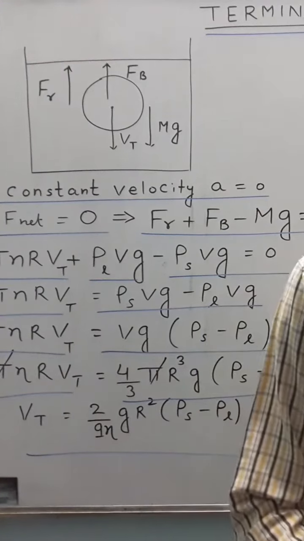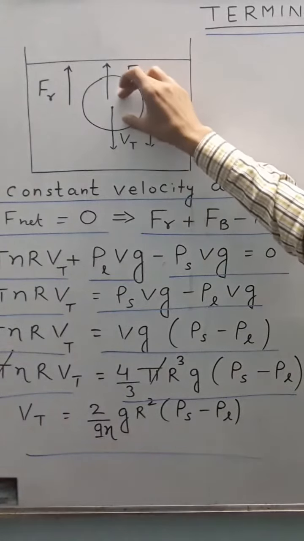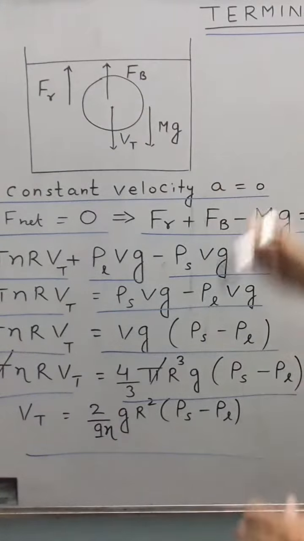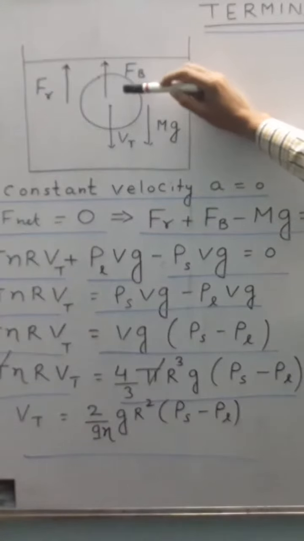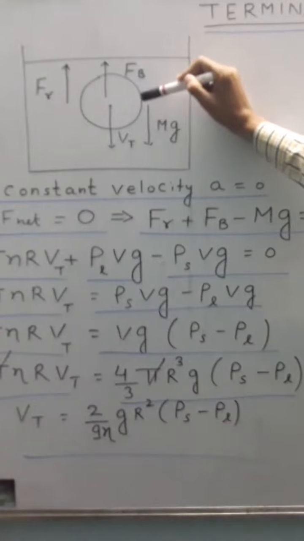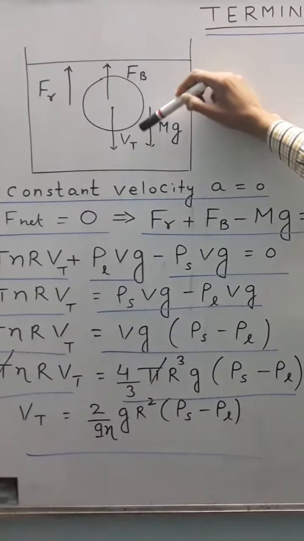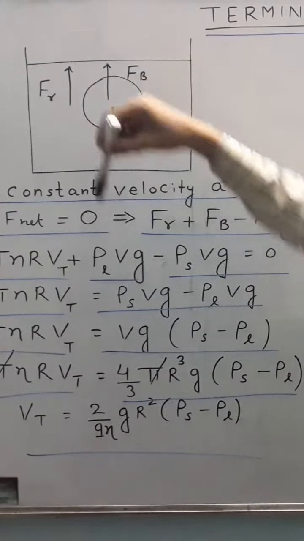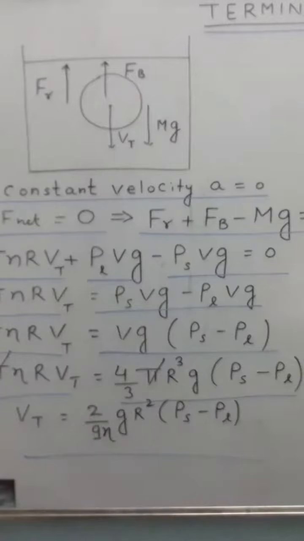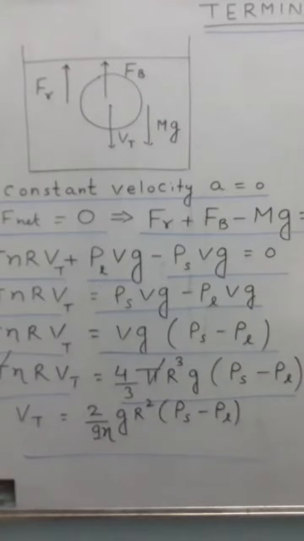So let's look into the things with proper perspectives. Suppose this is a sphere and it's moving with the constant speed Vt. The forces acting on the sphere will be buoyant force in vertically upward direction, resistive force in vertically upward direction, and weight in vertically downward direction. And we know that if velocity is constant, then acceleration will be 0. So net force will be 0. That means resistive force plus buoyant force minus mg is equal to 0.